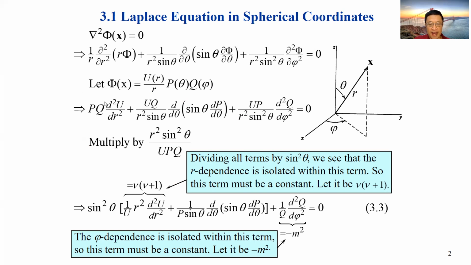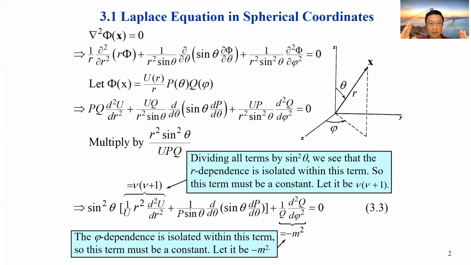Let's assume phi of x equals u of r, p of theta, q of phi. That's called separation of variable. How do you know? Of course, different people try different methods, and it works. Personally, using these techniques, we can simplify the calculation a little bit, much more convenient. Therefore, normally we just separate into three parts: R dependent, theta dependent, phi dependent.